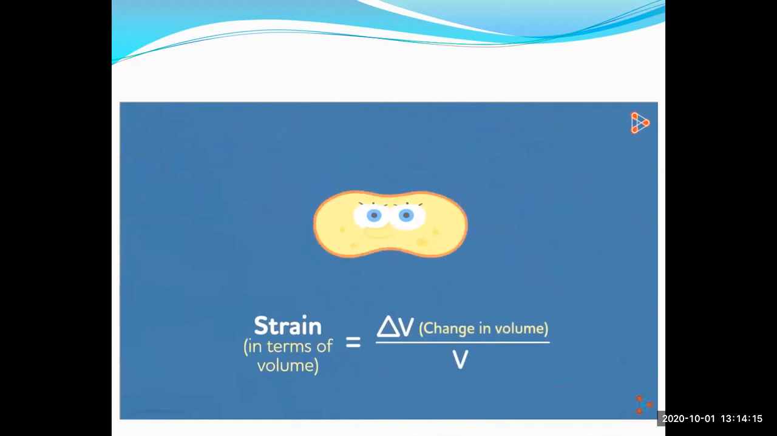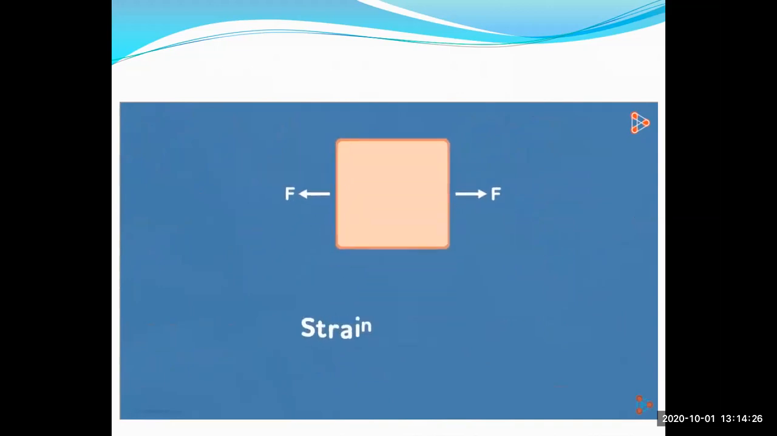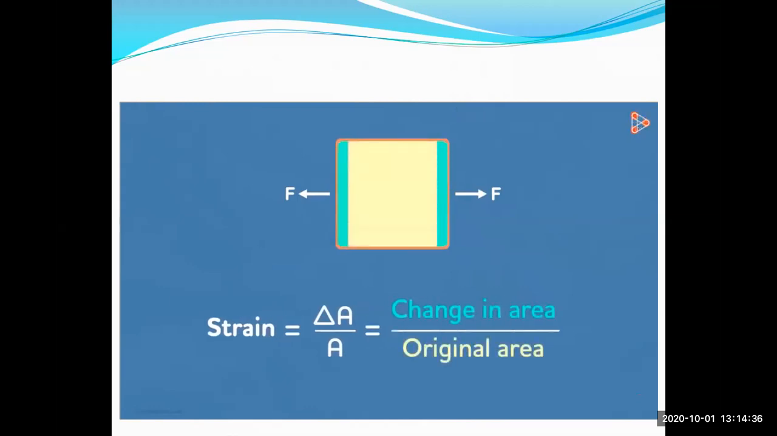Let's take another example where a thin rubber sheet is stretched equally from the opposite sides with a force F. And that will result in a change in the area. So the strain experienced by the rubber sheet is delta A over A. Delta A is the change in area of the sheet and A is the original area of the sheet.